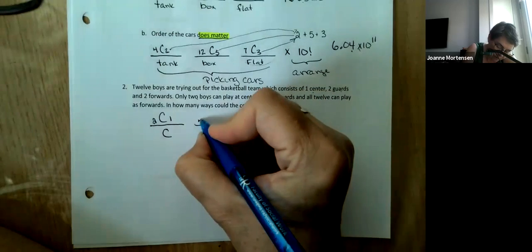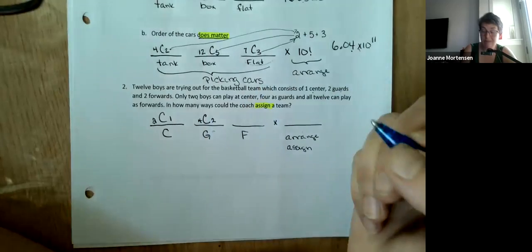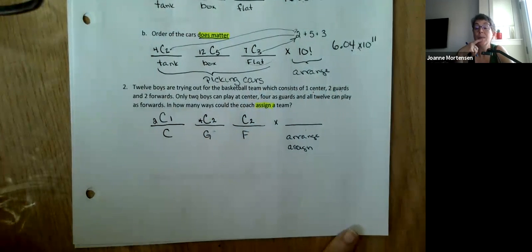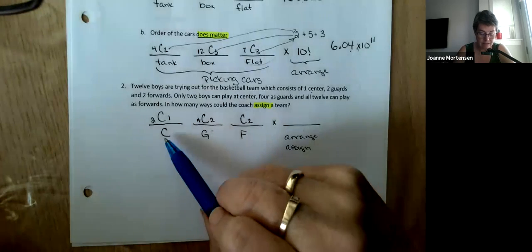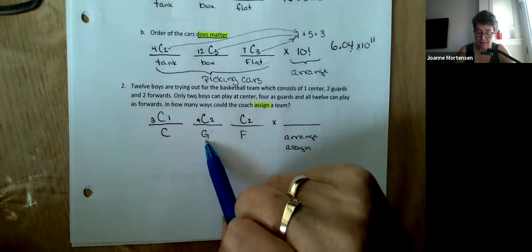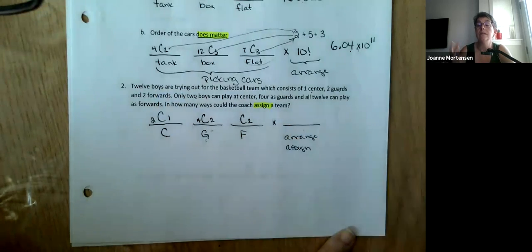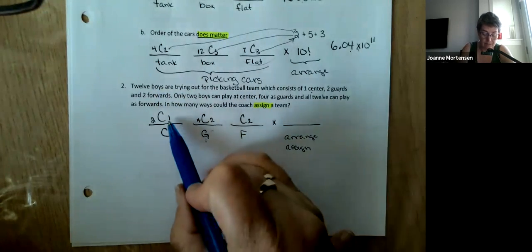Yeah, 4 can play as guards. That's going to be 4, choose, we only need 2. Now, here's the tricky part on this. We need 2 forwards. Now, how many should we put in there? I don't like 12. You know what? We have assigned 1, 2, 3 of them already, because there's only 12 boys in total. And 3 of them are here. There's 1, there's 2 more. So that should leave me 9 left to pick from.